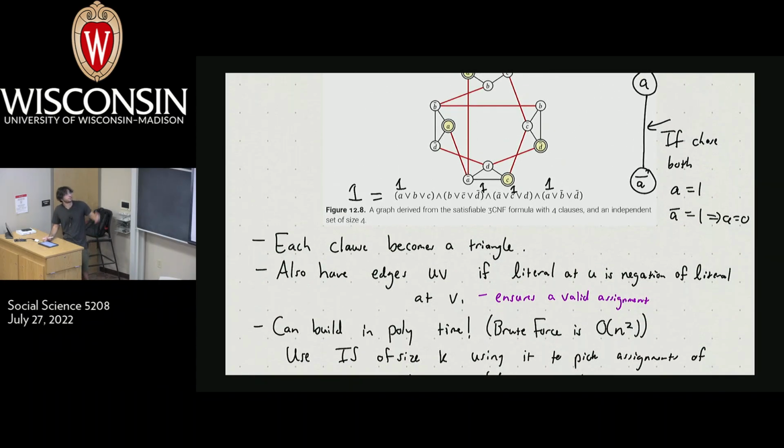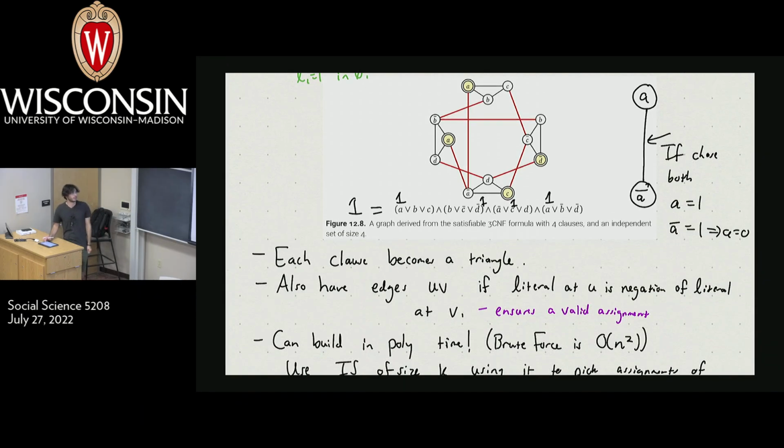Now, to actually compute the graph, the reduction, we can build it in polytime. If you just do it the dumbest way possible, it'll take O of n squared time, because for each variable, you might have to search through every literal or every clause to find all the edges. So for each node, we might do linear time to create all the edges for that node. And so over all the nodes, it'll be n squared. You can probably do it faster, but we just care about it being polytime. So n squared is good enough.